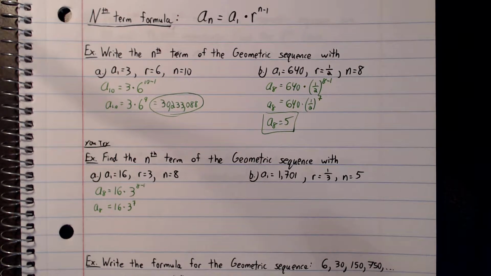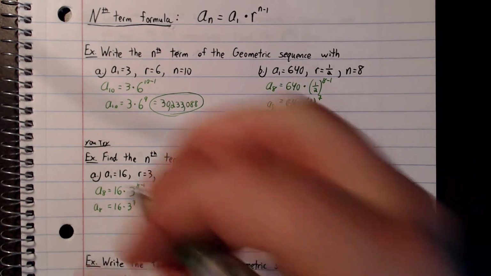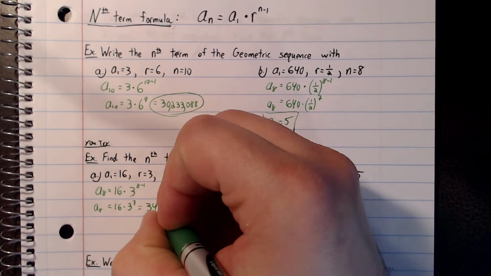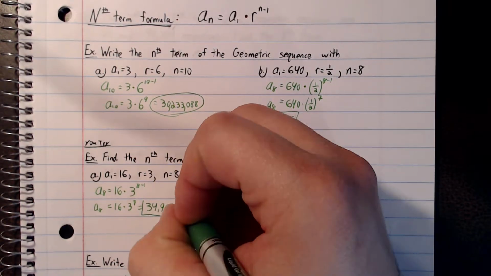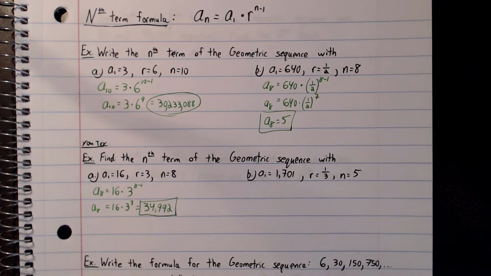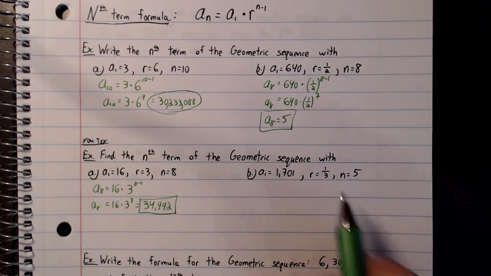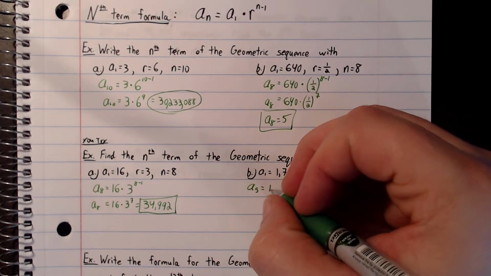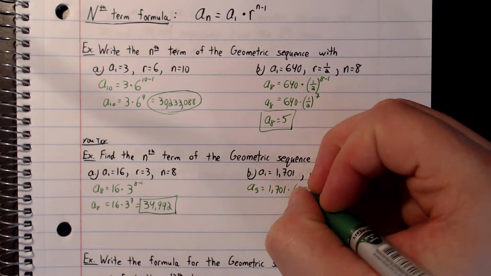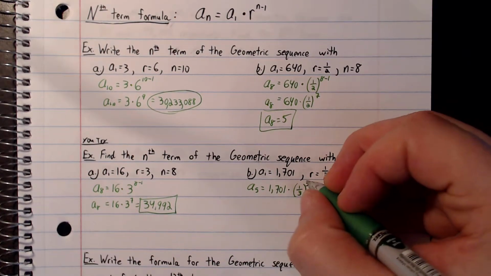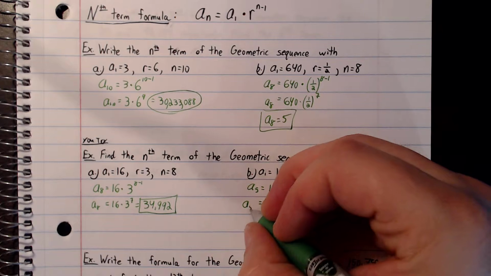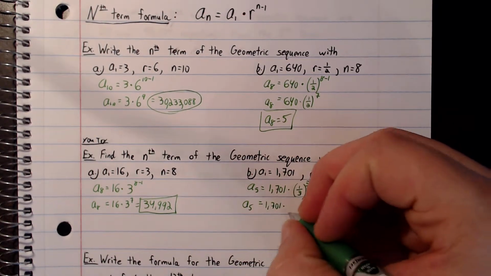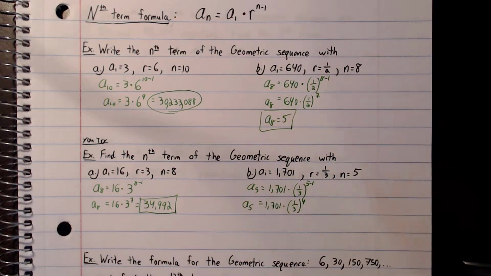16 times 3 to the 7th ends up being 34,992. That is our 8th term. Hopefully you got that one. This one, they want the 5th term. So we're doing 1,701 times 1/3 to the 5 minus 1. So it's 1,701 times 1/3 to the 4th power.